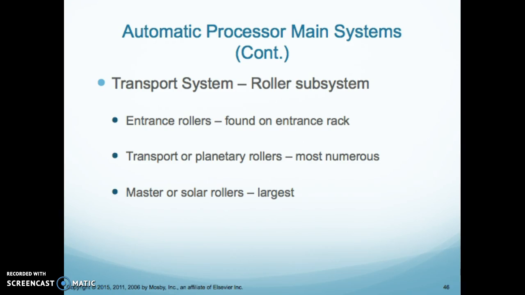So with the roller system, there's entrance rollers. It's found on the entrance for the racks. The transport or planetary rollers, it's the most numerous, and there's the master or solar rollers, which are the largest, and I'll show you examples of those.